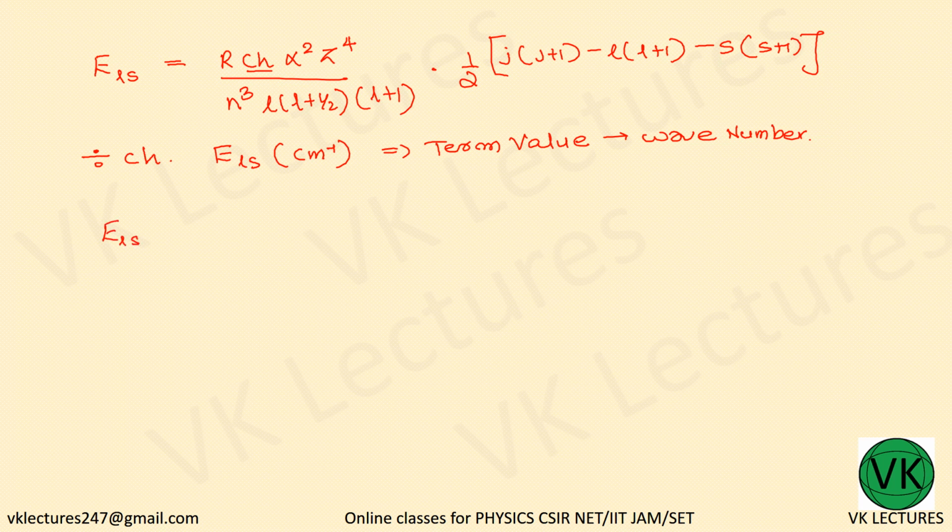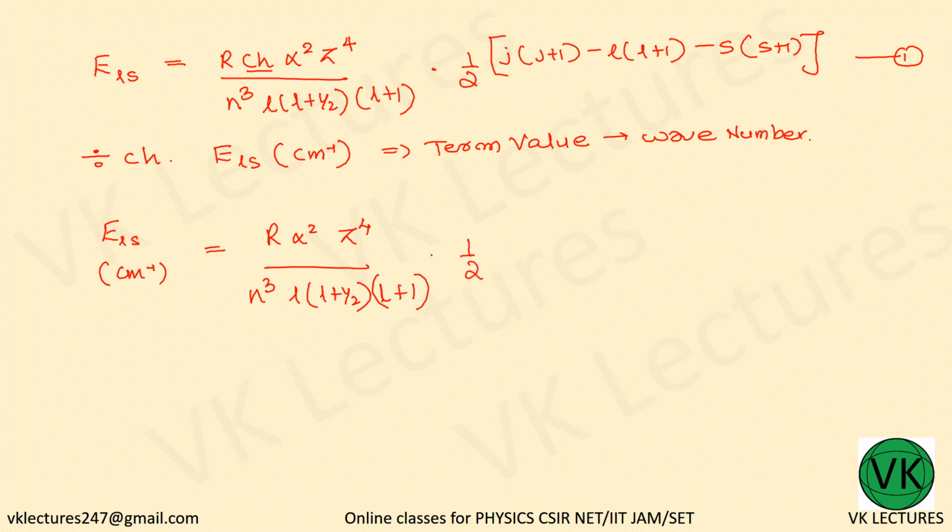So E_LS in terms of centimeter inverse will be given by, just divide this equation by c h, which will give you Rα² Z⁴ by n³ into L plus half into L plus 1 times half the value of J into J plus 1 minus L into L plus 1 minus S into S plus 1.